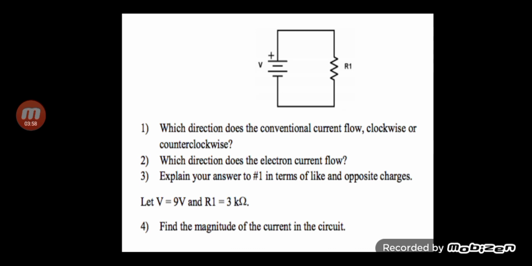Here is another one. Question 1. Which direction does the conventional current flow, clockwise or anti-clockwise? Question 2. Which direction does the electron current flow? Question 3. Explain your answer to number 1 in terms of like and opposite charges. Let V equal 9 volts and R1 equal 3 kilo ohms. Find the magnitude of the current in the circuit.